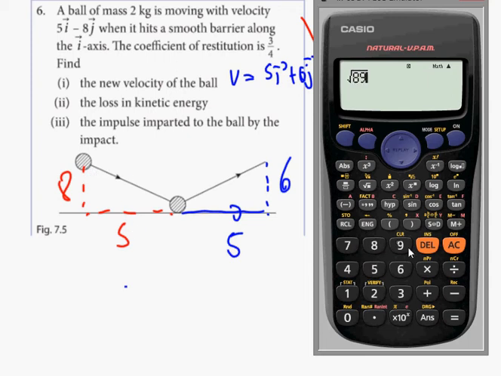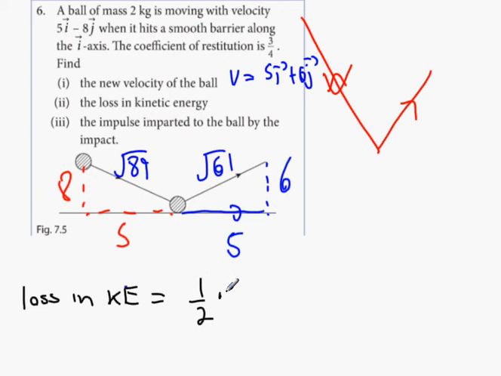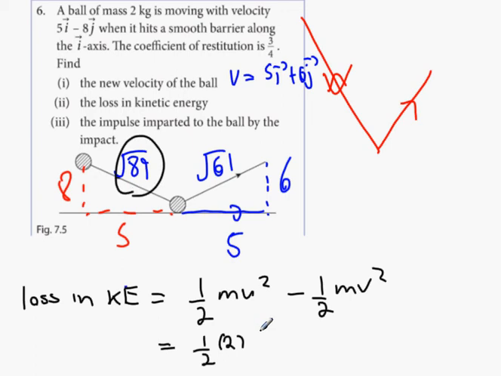Let's see if root 89, I think that's a prime number. Yeah. Root 89. 36 plus 25, another prime number. Now, we're going to do loss in kinetic energy. What we're going to get is a half mu squared minus a half mv squared. So it's going to be a half, 2 times u squared, which is just 89, minus a half, 2 is the kilogram, and then 61.